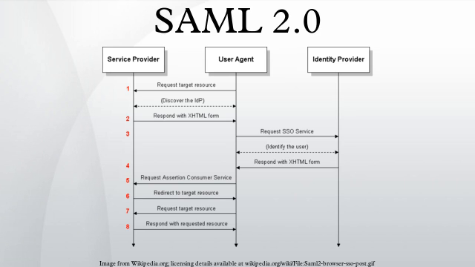SAML 2.0 protocols. The following protocols are specified in SAMLCore: Assertion Query and Request Protocol, Authentication Request Protocol, Artifact Resolution Protocol, Name Identifier Management Protocol, Single Logout Protocol, Name Identifier Mapping Protocol. The most important of these protocols, the Authentication Request Protocol, is discussed in detail below.